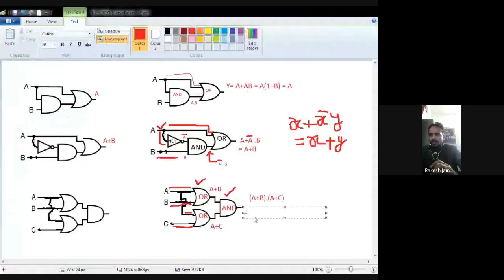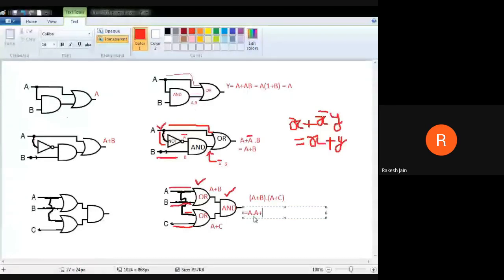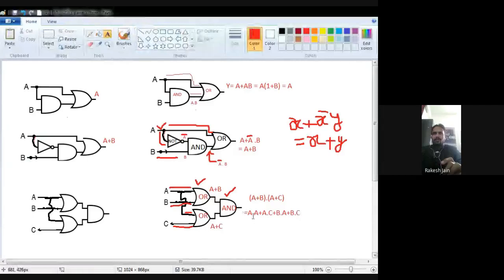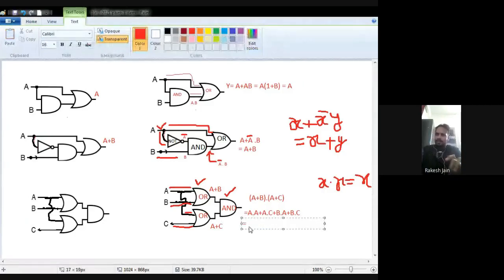Now we have to solve this question. Now see, first A multiplied by A plus C, so that will be A dot A plus A dot C. Then plus B multiplied by A, so B dot A, then B multiplied by C, that is B dot C. Now see very carefully. A dot A, we know that there is a rule, x dot x is equal to x only. This is a Boolean postulate, A dot A is equal to A. With the help of this rule, A dot A is equal to A only. Then the remaining terms are the same, AC plus BA, or we can say AB plus BC.